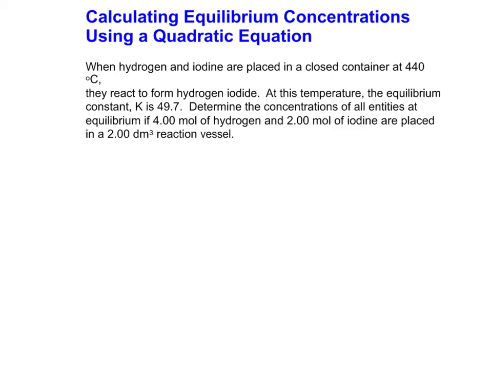That first problem worked out really nicely because we ended up with perfect squares, so it was very easy to take the square root of both sides in order to solve for x. It's not always going to turn out so easy. So in this problem, we've got hydrogen and iodine placed in a container, and they're going to react to produce hydrogen iodide, so 2HI.